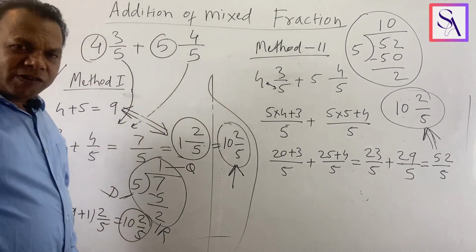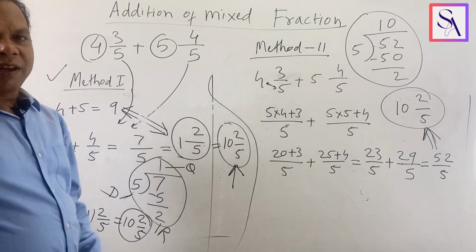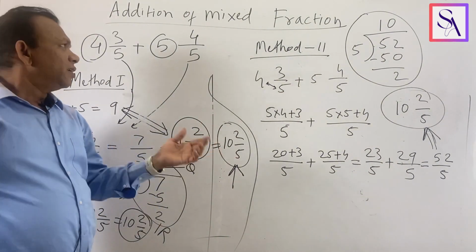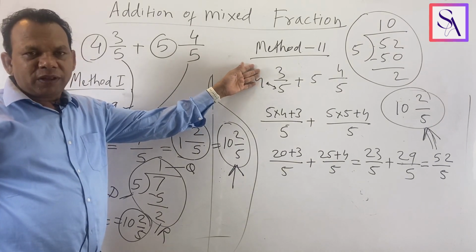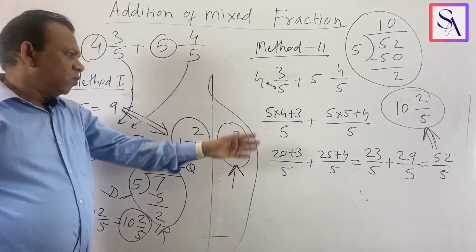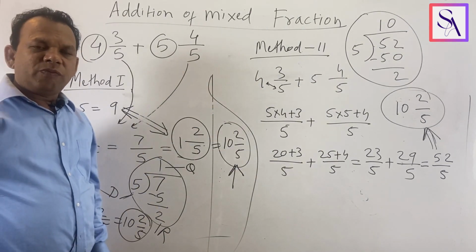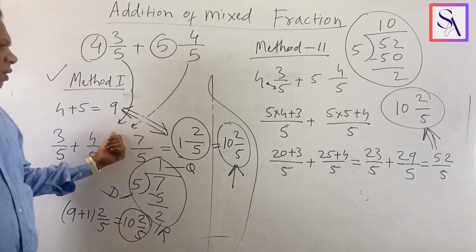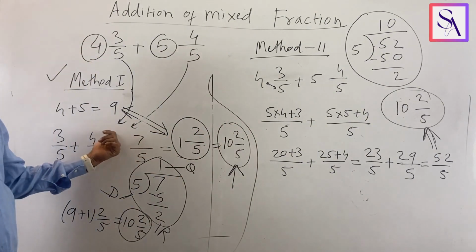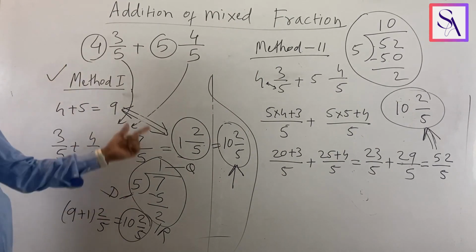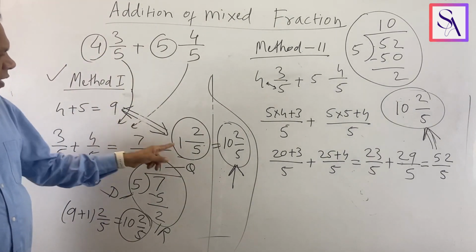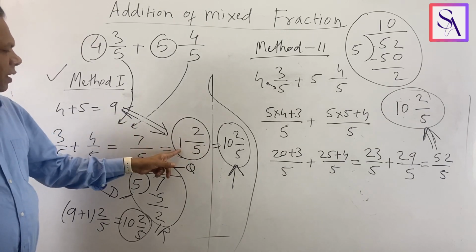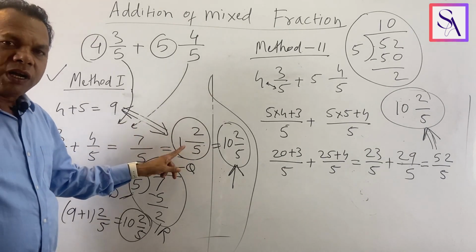So in addition only these two types of methods are there, but in subtraction this first method is not there, only you have to use method second only. So it's your choice which method you are going to use, this one or this one. It looks simple, right? So you can use for addition this method, but don't forget to add this 9 and 1 2 by 5. This mistake normally students make in exams.